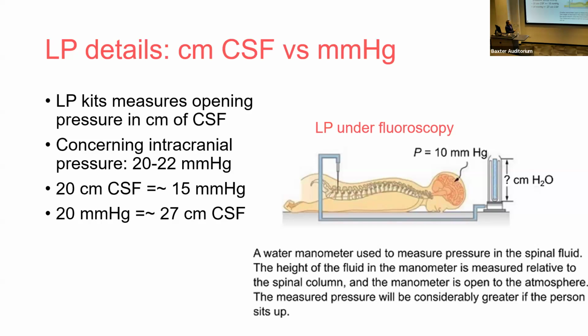One other thing: when we measure CSF pressure using centimeters of CSF, it is not equivalent to millimeters of mercury. So when we measure ICP with an EVD, whatever, we use millimeters of mercury. So it's kind of similar, but not the same.